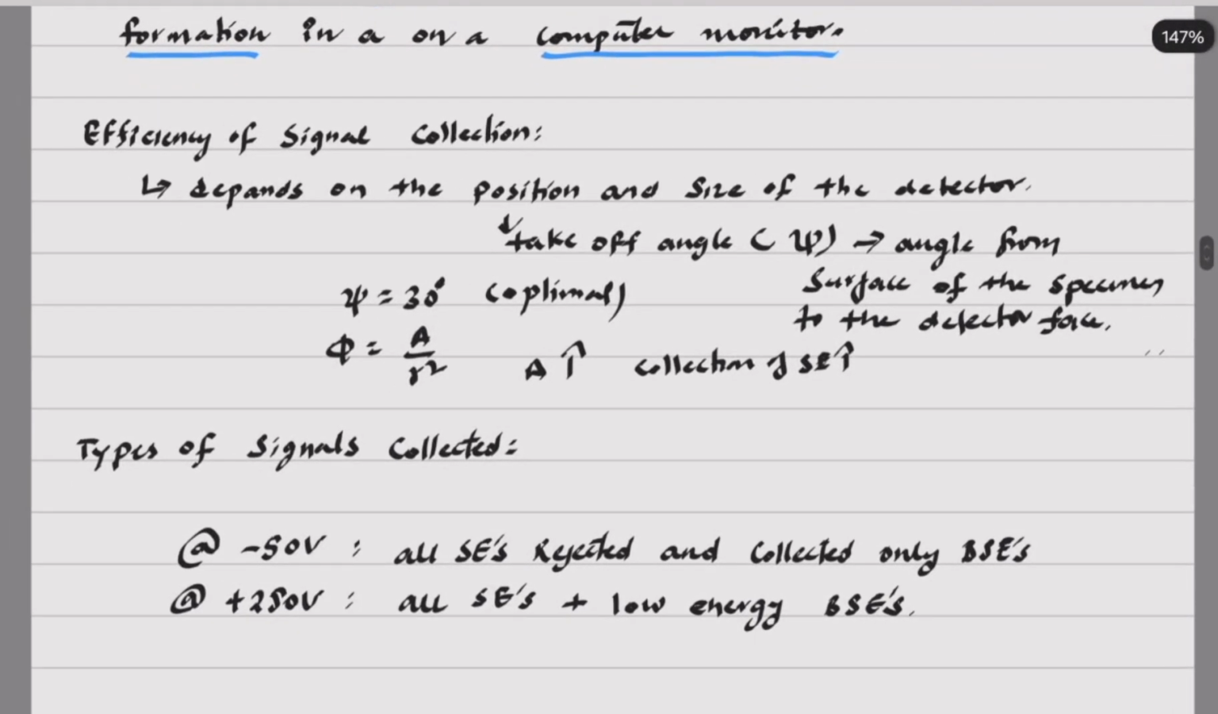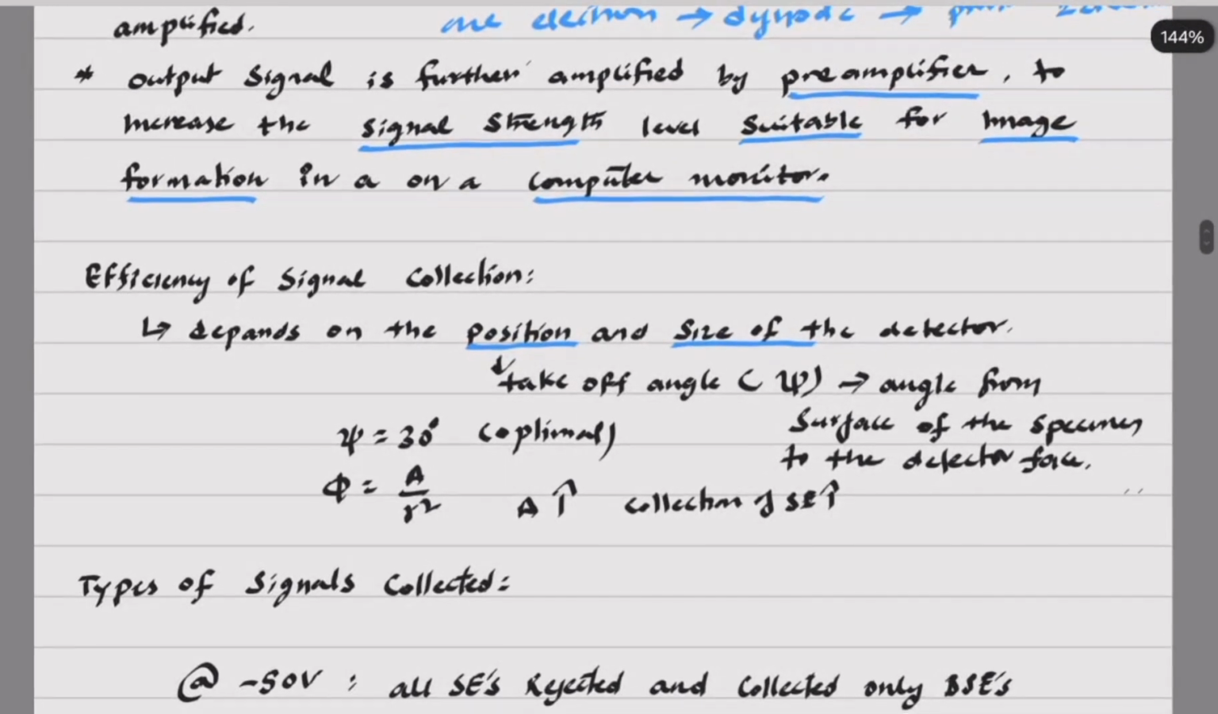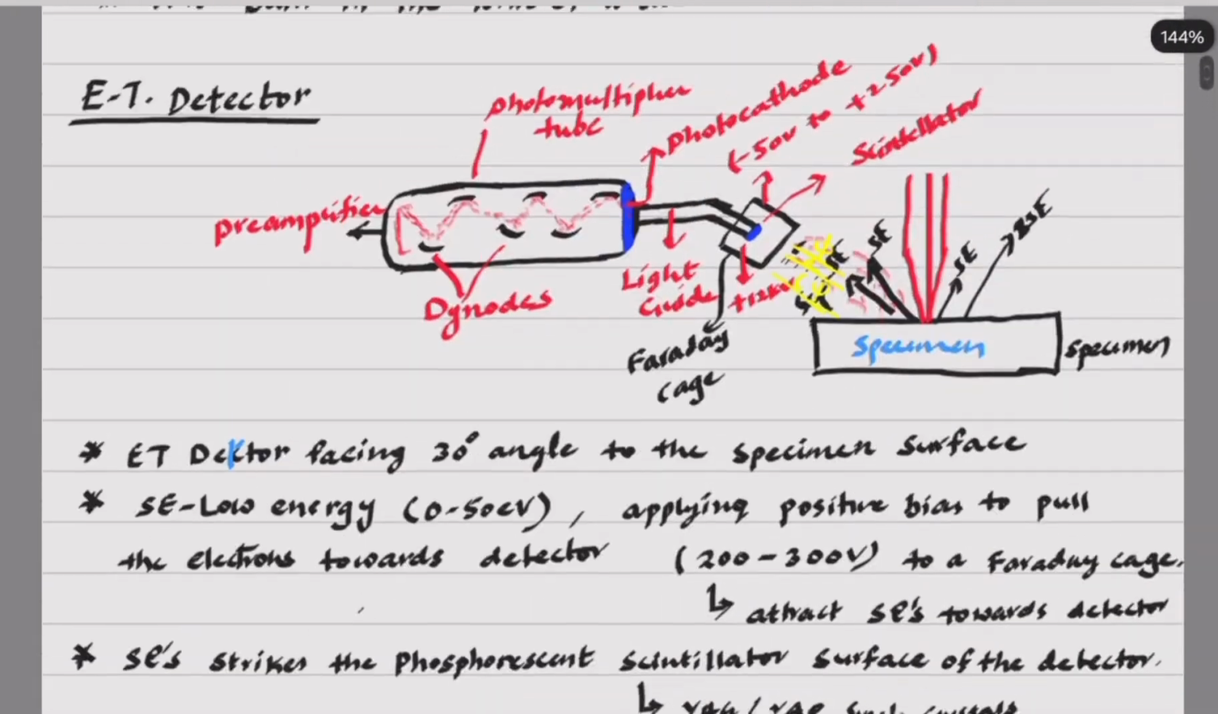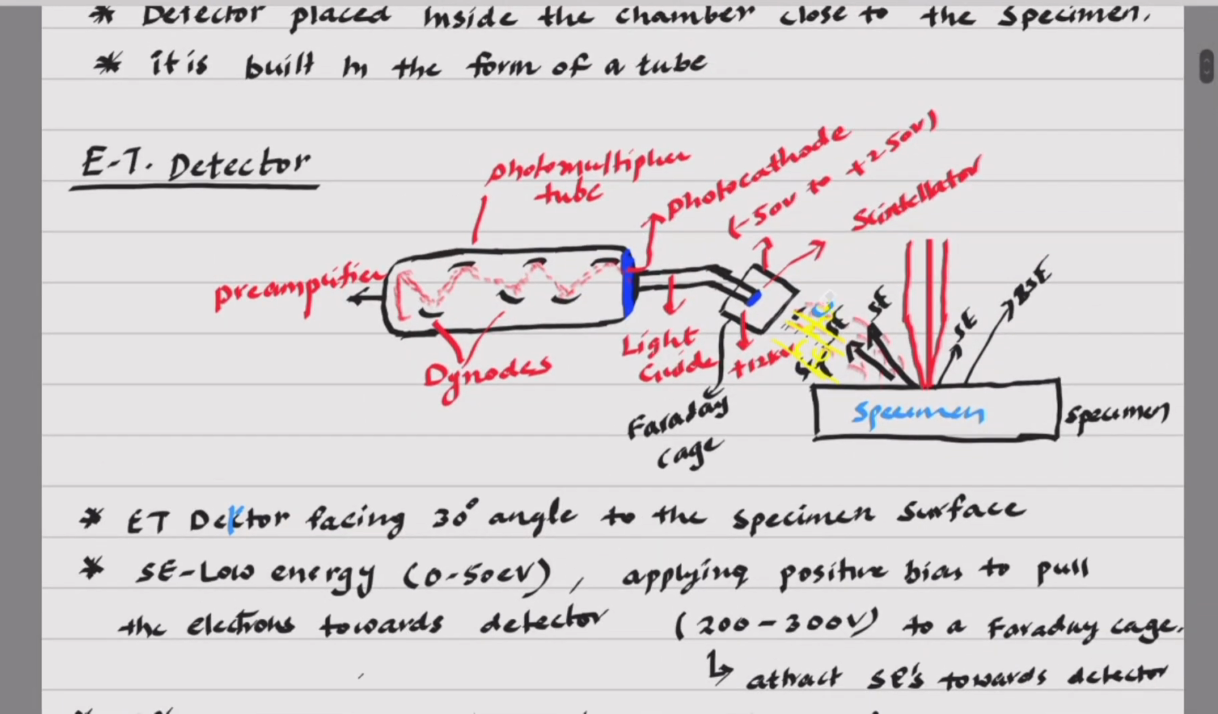So now, how can we maximize the collection efficiency of these secondary electrons? The collection efficiency of the secondary electron signal mainly depends on the position and size of the detector. The position depends on the solid collection angle. Here this is phi and this is psi. Phi is between the specimen and the center of the detector, and psi is from the specimen to the Faraday cage.